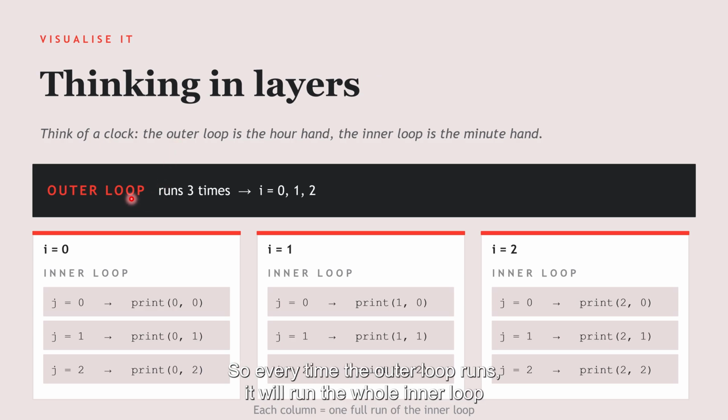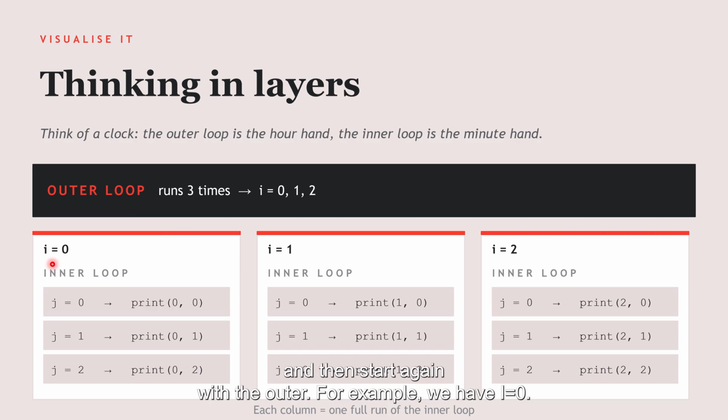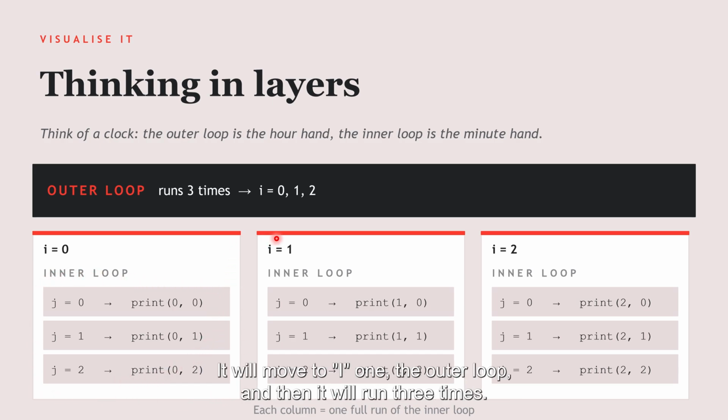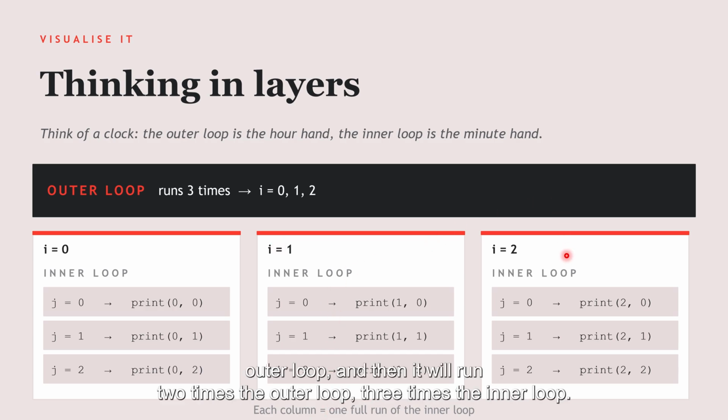For every time an outer loop runs, it will run the whole inner loop and then start again with the outer loop. For example, we have i = 0. This i is the outer loop, whereas j is the inner loop, right? So every time i equals 0, the j will run 3 times. You can see j0, (0, 0), j1, (0, 1), j2, (0, 2). So this way the inner loop will run 3 times. After the whole iteration of the inner loop is complete, it will move to the next outer loop value, and then the inner loop will run 3 times again, and then we move on to another outer loop, and it will run 3 times again.